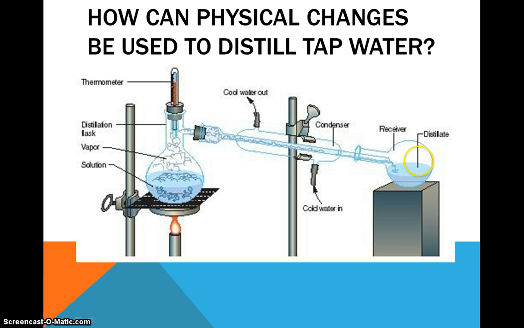So you can see that this was a reversible process. I had water on one side, I evaporated it into steam, and it came back out as pure water on the other side. So it's a physical process because it was reversible.